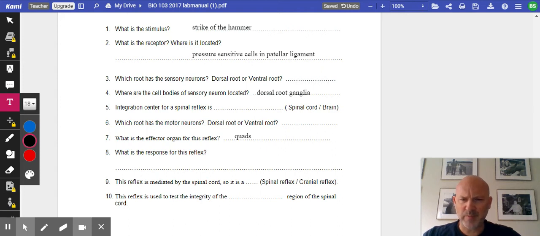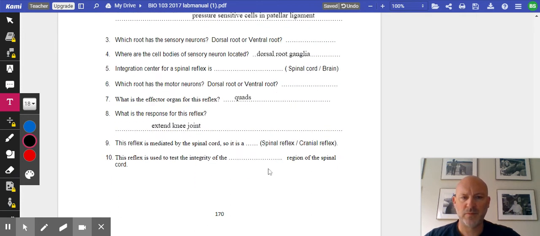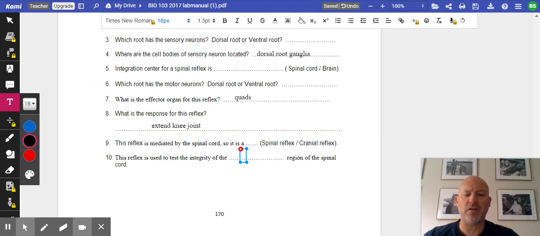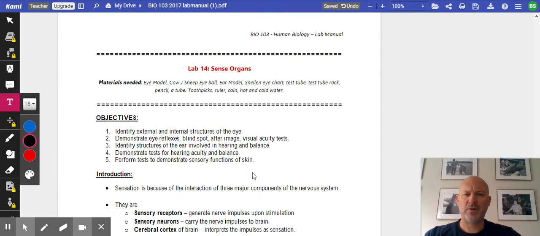What is the response for this reflex? We want to extend the knee joint. This is a spinal reflex. And this reflex is used to test the integrity of the lumbar region. This is the lumbar region of the spinal cord. All right.